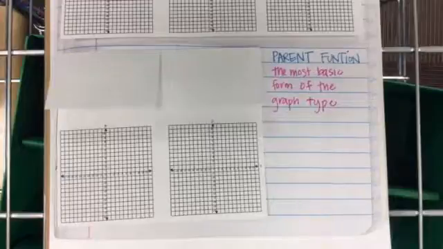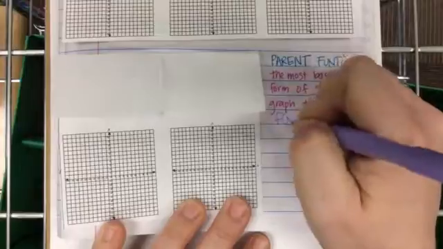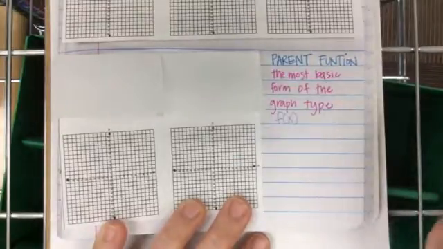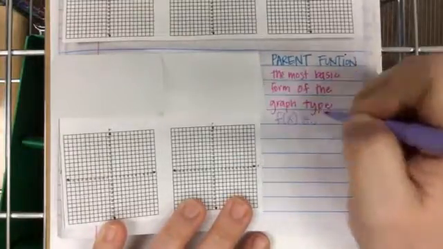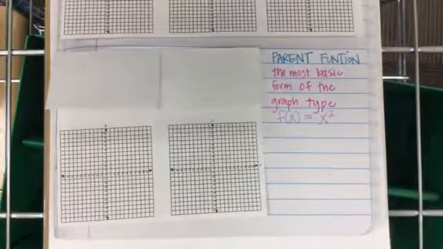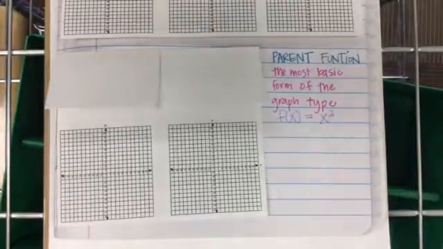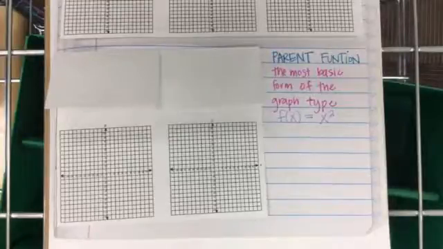The parent function of a quadratic is f of x or y equals x squared. It's the most basic. Because the definition of a quadratic is that it must be y equals. Is this y equals? Yes. I mean, it's f of x, but that's still the same, right? And it must have a squared. And does this have a squared? So we're good. I mean, that's the basics.